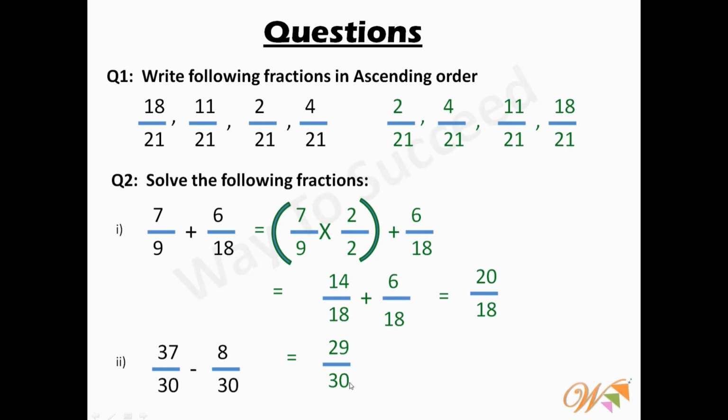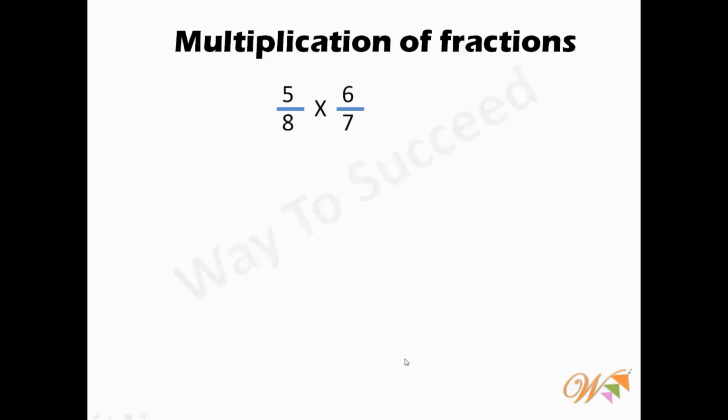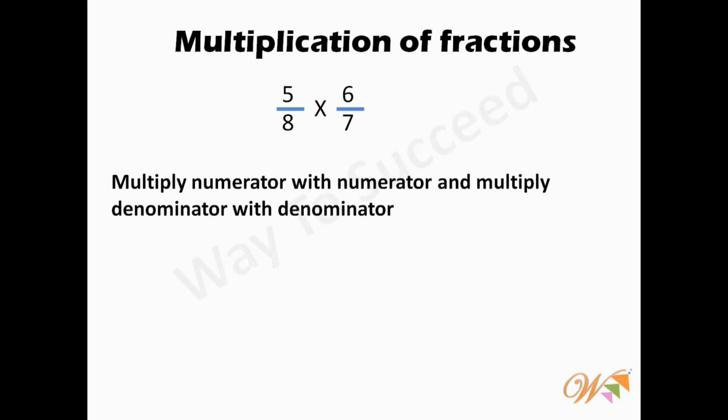How do we multiply fractions? Multiplication of fractions is the easiest thing because you just have to multiply the numerator with numerator, denominator with denominator. So here I have 5 by 8 times 6 by 7. So I'll do 5 times 6, which gives me 30. I do 8 times 7, which gives me 56. So answer is 30 by 56.